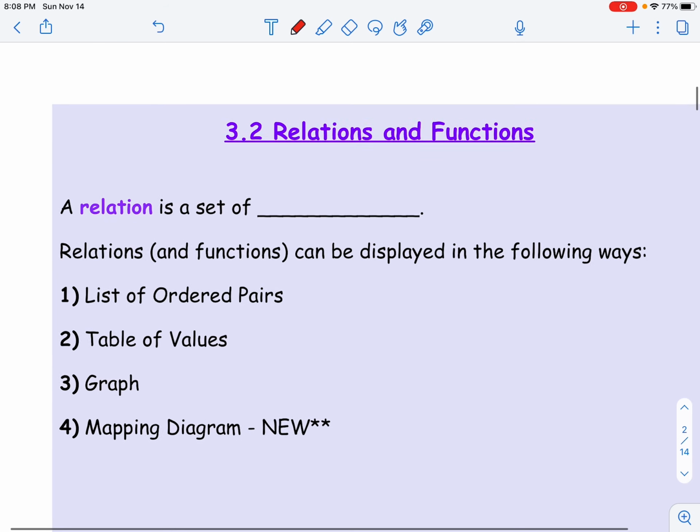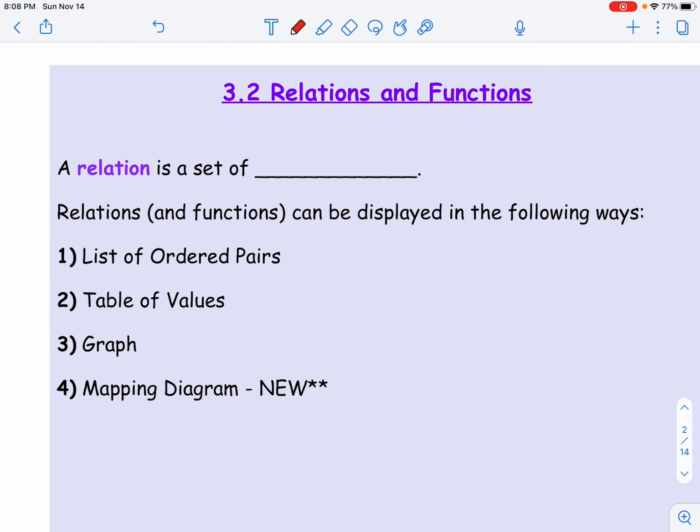Okay, so a relation is a set of ordered pairs. And remember, an ordered pair is just an x, comma, y. It's a point that you would plot in the coordinate plane. So if you have a bunch of them, that is a relation.